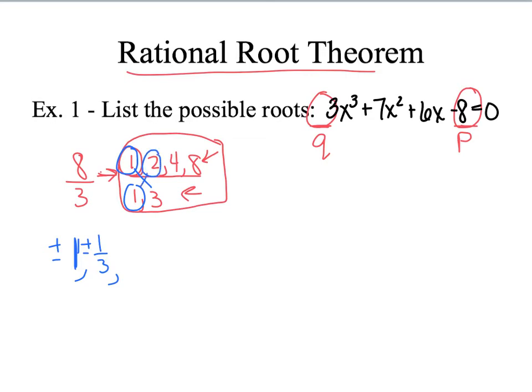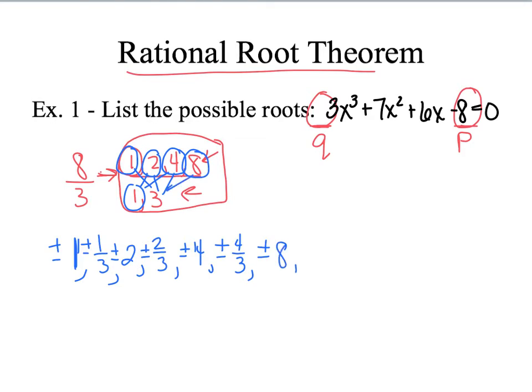Now let's take the 2. We want to write 2 over 1, which is just 2. Again, the 2 could be positive or negative. And now the 2 over 3. And we continue this throughout all the terms in the numerator. 4 over 1, which is 4, or 4 over 3. Then we do 8. 8 over 1, which we can reduce to just 8. And then 8 over 3.